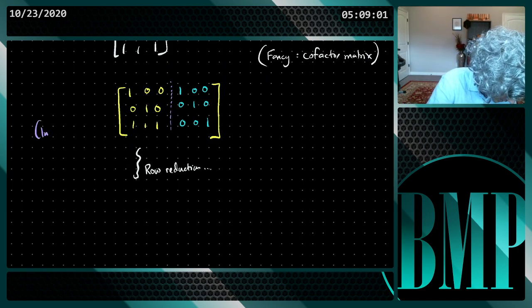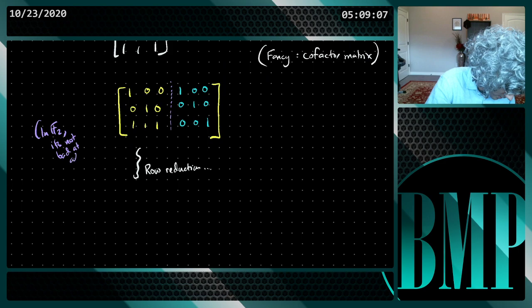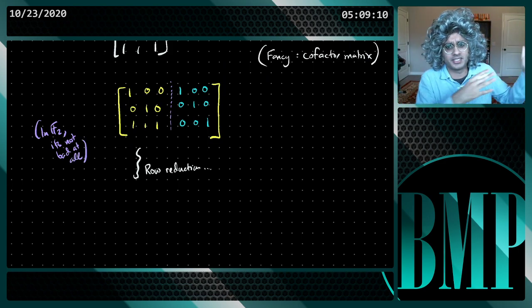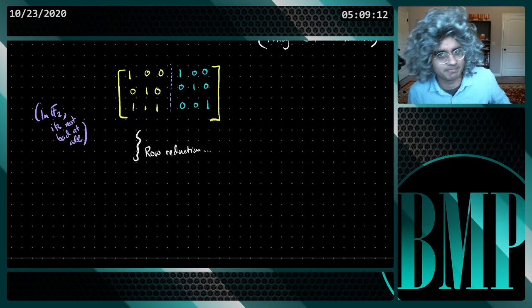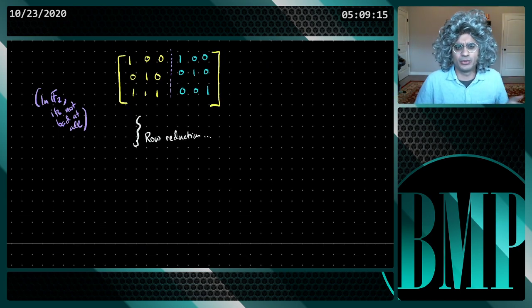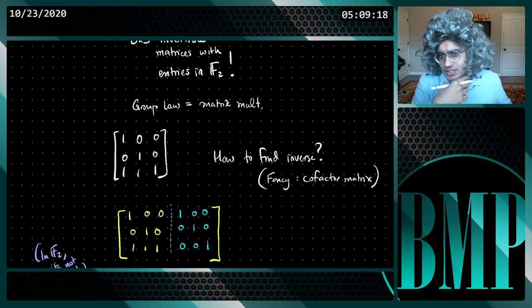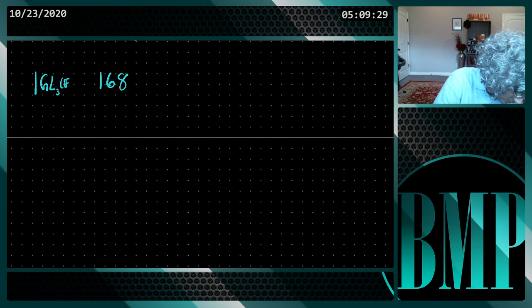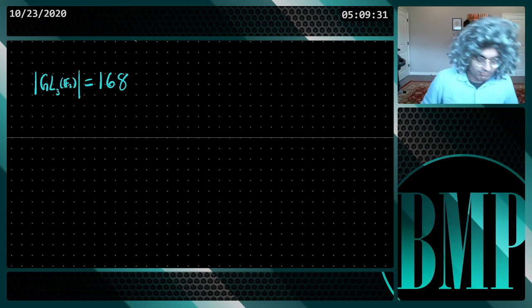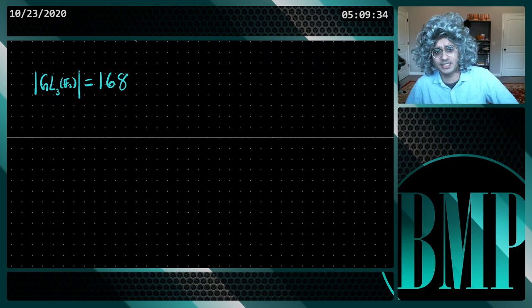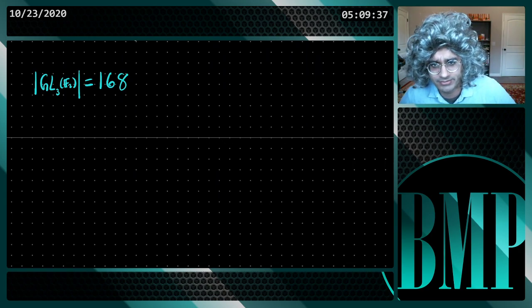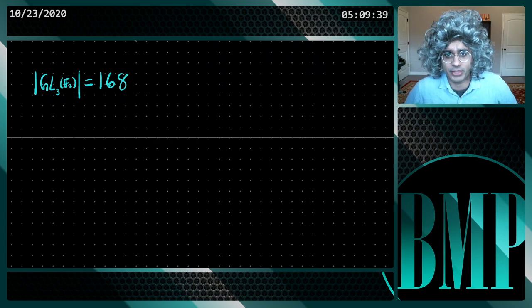Remember, in F2 it's not bad at all, because every time you add 1 plus 1, it's just 0. Beautiful. So you row reduce. That's how you find the inverse of an element. And what I said last time is this group has 168 elements. That's how many invertible binary 0, 1 matrices there are in the world, 3x3.